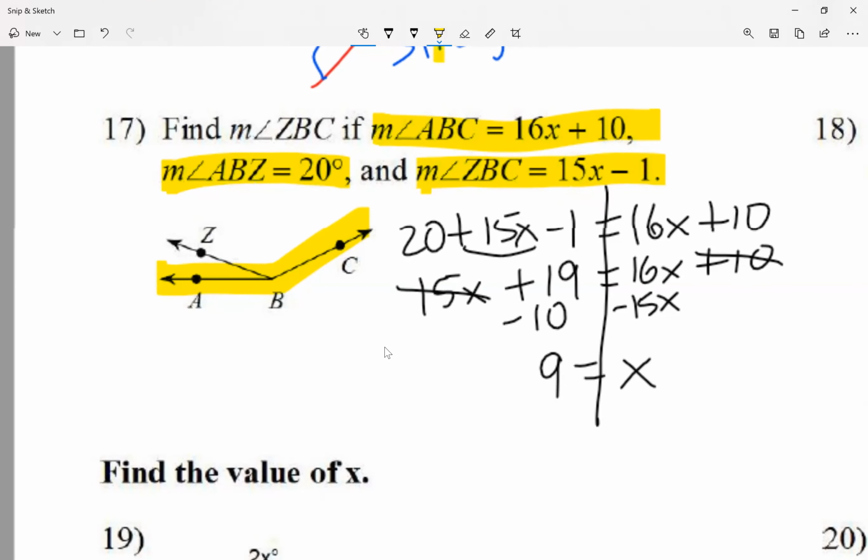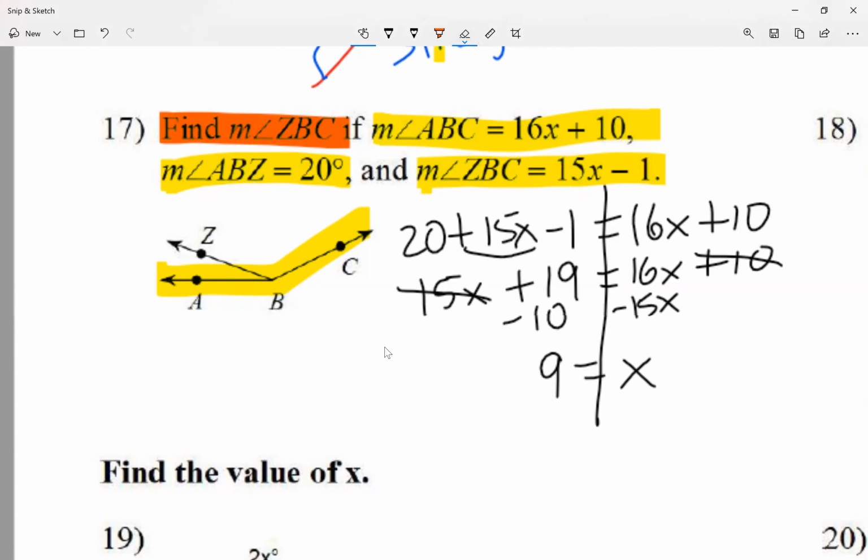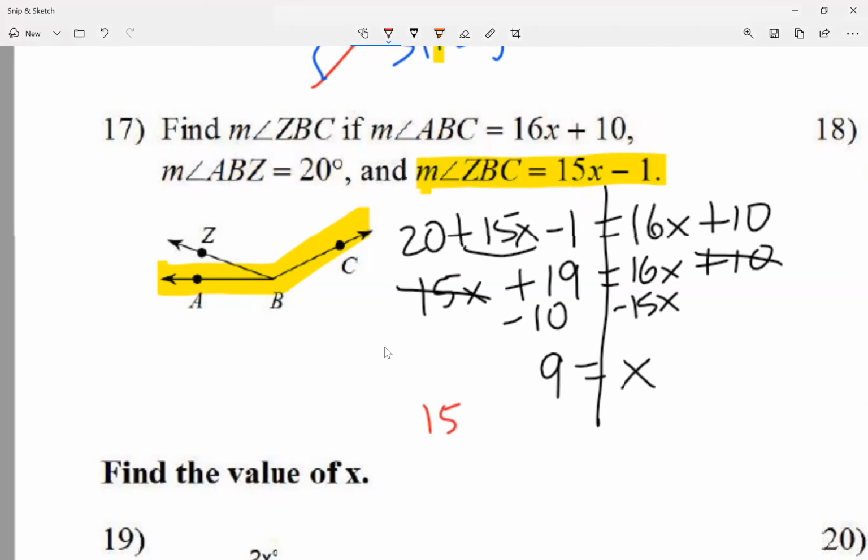However, I go back to my instructions. And here it says, find the measurement of angle ZBC. Right, the instructions here are not solve for x. But I noticed something about ZBC. It says 15x minus 1. I know the value of x. So I'm just going to go 15 times 9 minus 1. But I'm going to replace the value of x. I know 15 times 9 is 135. 135 minus 1 gives me 134.